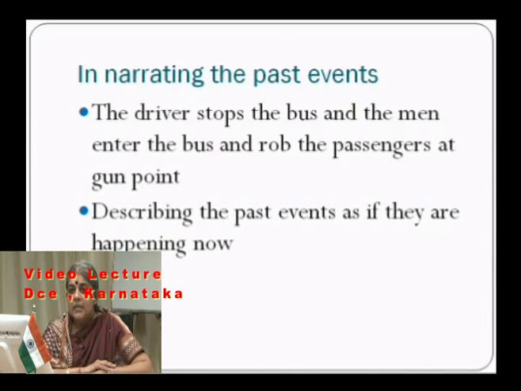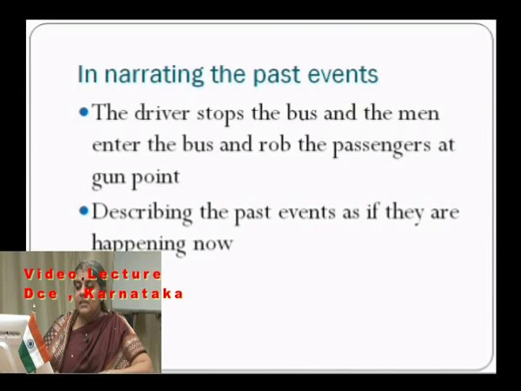Present simple tense is also used in narrating past actions or events. Now, how are they used? Look at the second bullet point. Describing the past events as if they are happening now. That is, you are reliving the situation. You are talking about the past events as if they are happening now, as if they are going to happen now. You are narrating an old event, that is, telling a story.